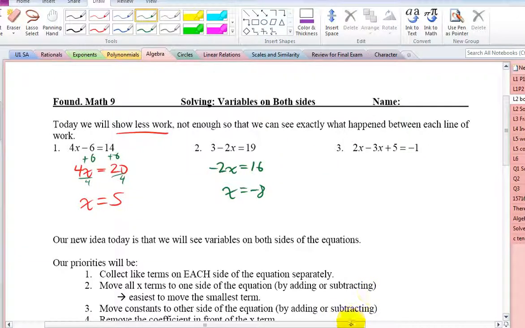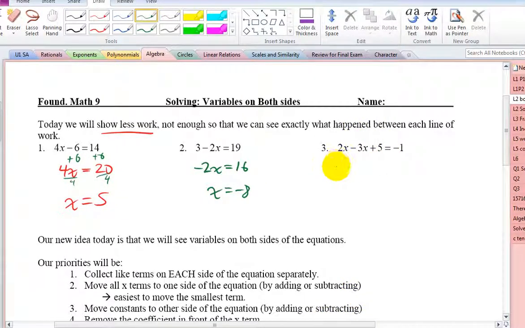Last step. So last question. Number 3. Put like terms together. Negative x plus 5 equals negative 1. Then negative x equals what? Negative 6. So we're going to subtract 5 both sides. And then x equals what? No, negative 6. Negative x equals negative 6. So x is 6.